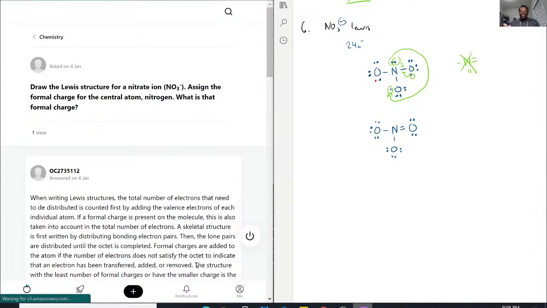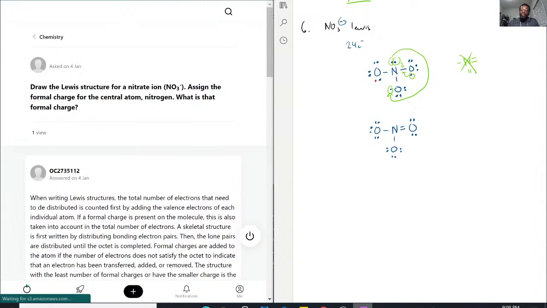Okay, so now we're going to see, does it follow the octet rule for everything? Yes, it looks like it does, which is a very good start. Do we have 24 electrons? We have 4 bonds and 3, 6, 7, 8 lone pairs, so that's 16. So 16 plus 8, we do indeed have 24 electrons. Also a good sign. Now what is this formal charge they speak of?